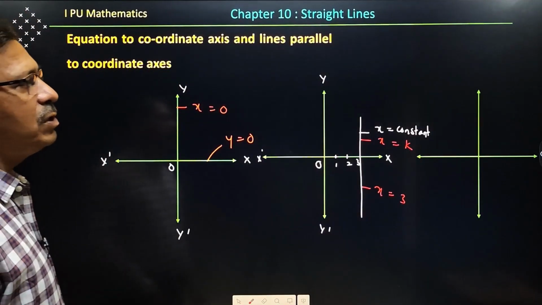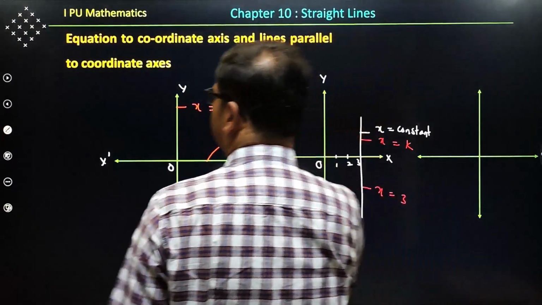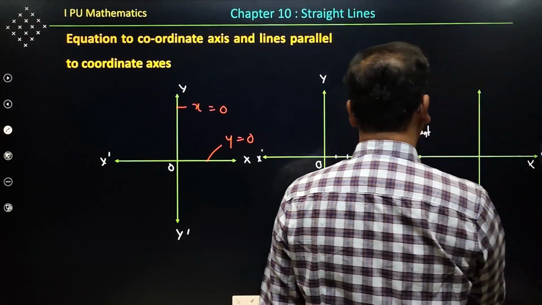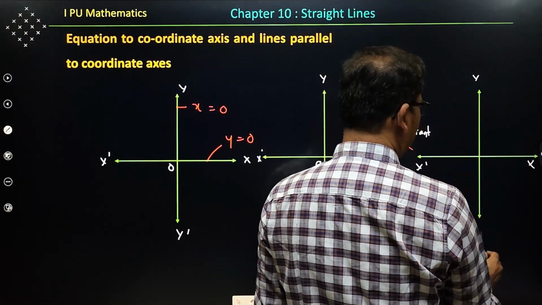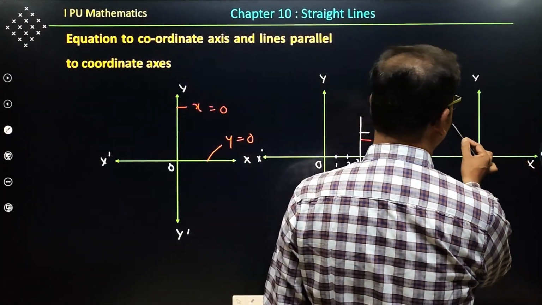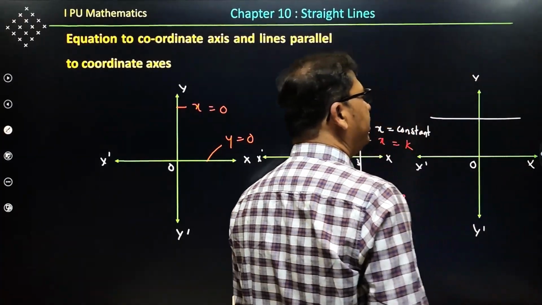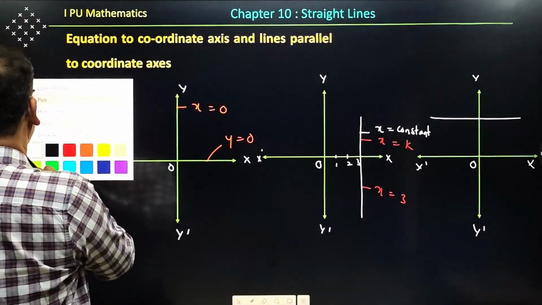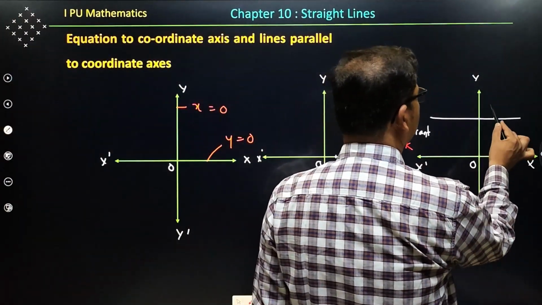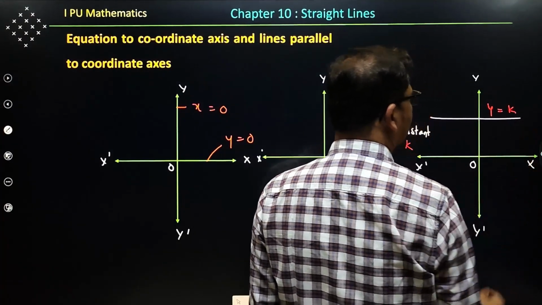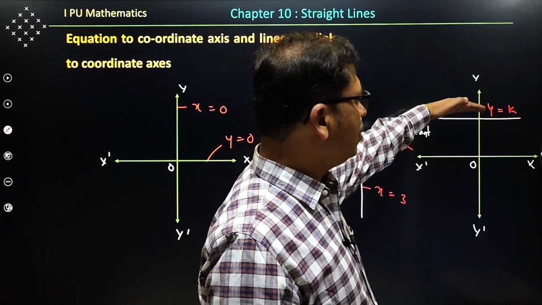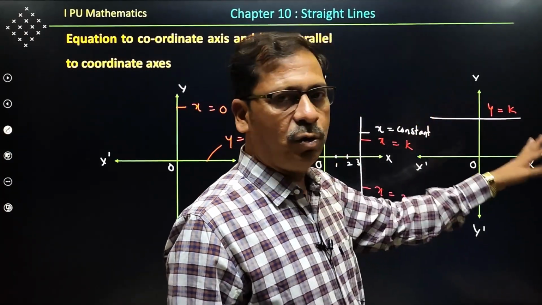On the other hand, see, this is your coordinate axis, this is your x-axis, and this is the y-axis. If you take a line which is parallel to the x-axis, then it can be described by the equation y is equal to a constant k. Suppose it is at a distance of 3 units, then it becomes y equal to 3. If it is at a distance of 2 units from the origin, then it becomes y equal to 2, and so on.